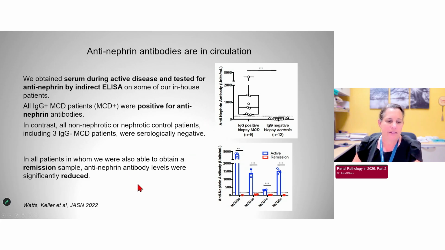And then we asked the question if they would be absent in remission. If these patients were positive in nephrotic syndrome, they should be negative when the disease is being successfully treated. And this was indeed the case, as we could not find detectable levels of anti-nephrin antibodies in complete remission.